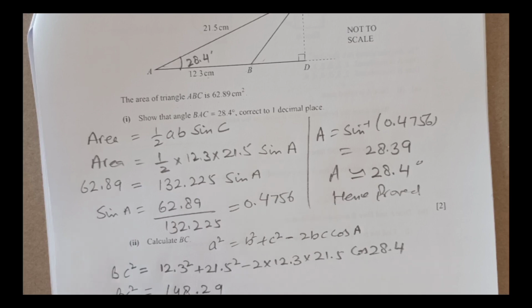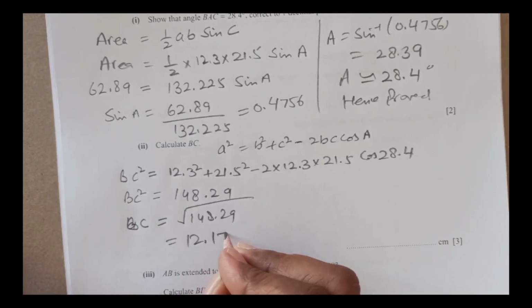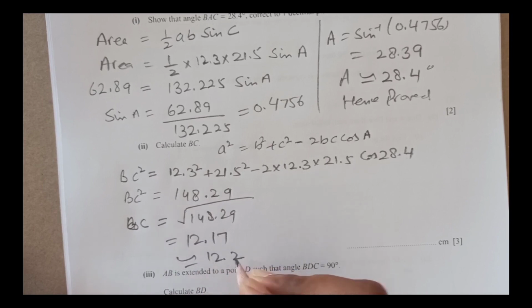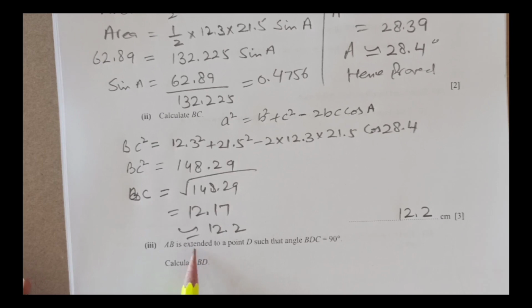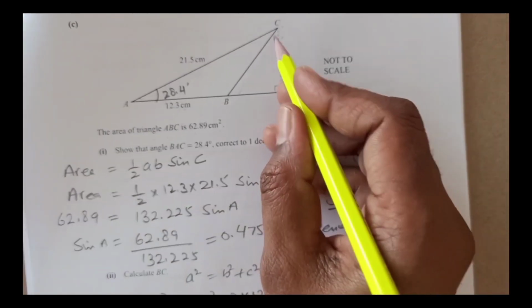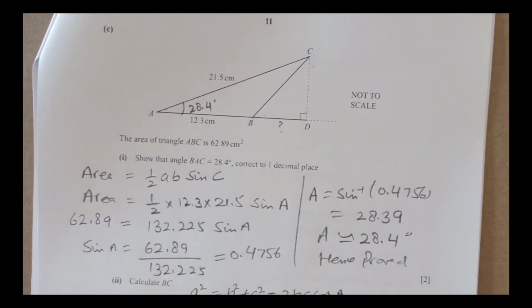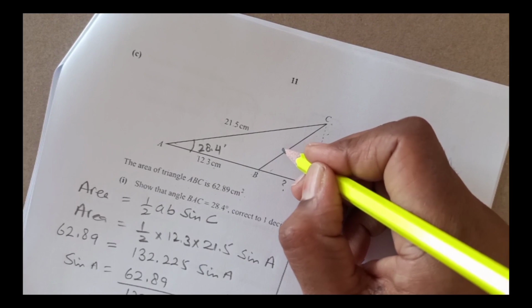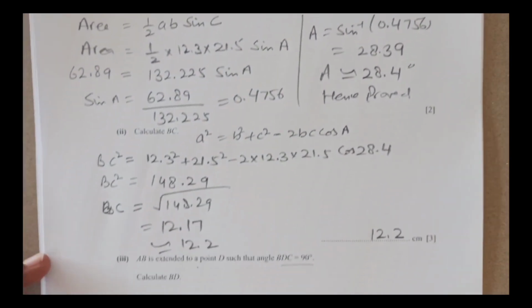So BC is going to be the square root of 148.29, that is 12.17, approximately 12.2 centimeters, right? Now AB is extended to point D such that BDC is 90. This BDC is 90. Calculate BD. Now we are looking for this one. We have already calculated BC as 12.2 centimeters, so this one is 12.2.